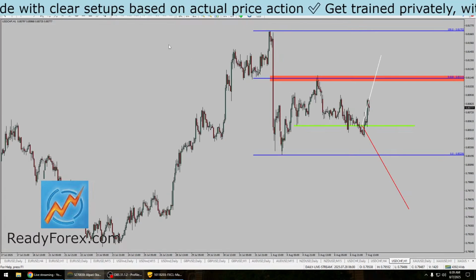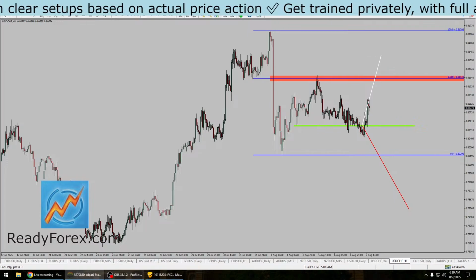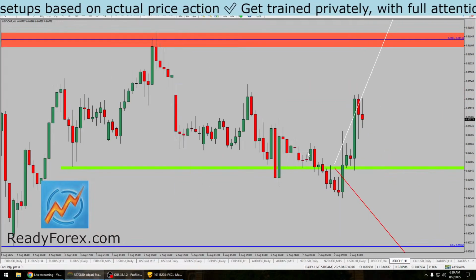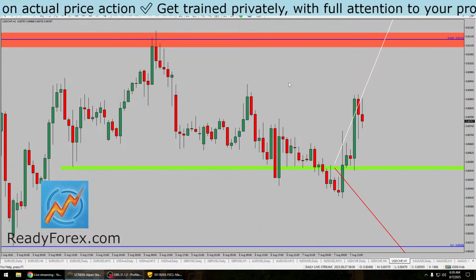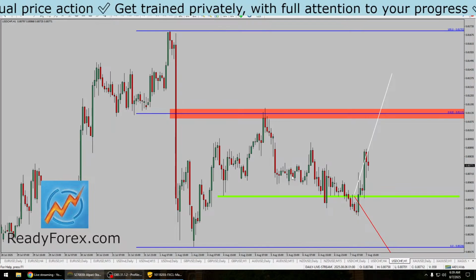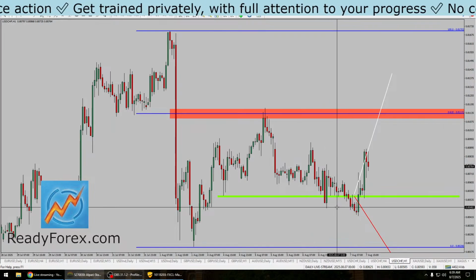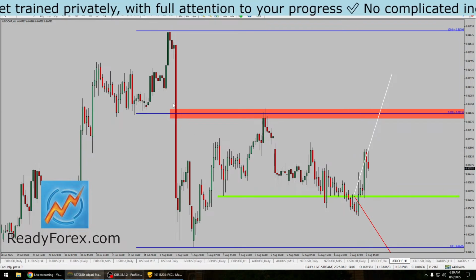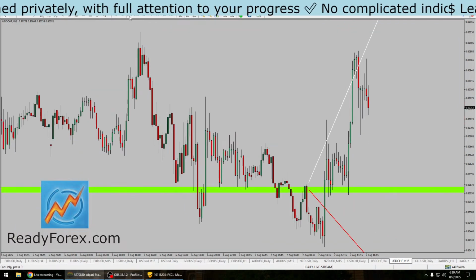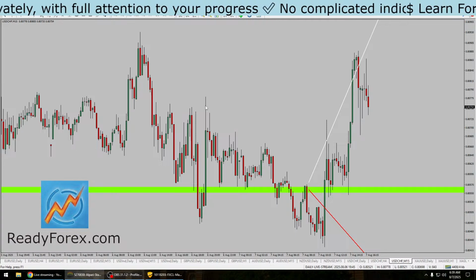Let's check out the USD Swiss franc. Swiss franc actually took out this low and then rallied back up over here, and this is telling me that market wants to go up in US dollar Swiss franc currency pair, at least on a short term basis.